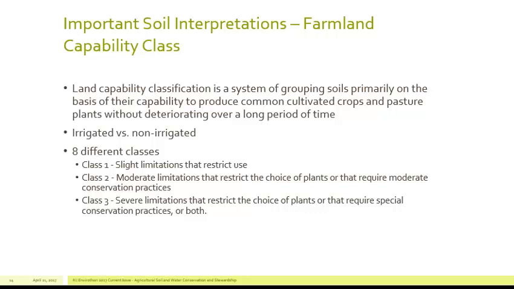Class 1 and 2 soils are soils that are the best for farming. Class 3 soils do have limitations, so we really want to be growing minimally intensive cropping systems on our Class 3 soils. These soils are best suited for hay production, pasture production.